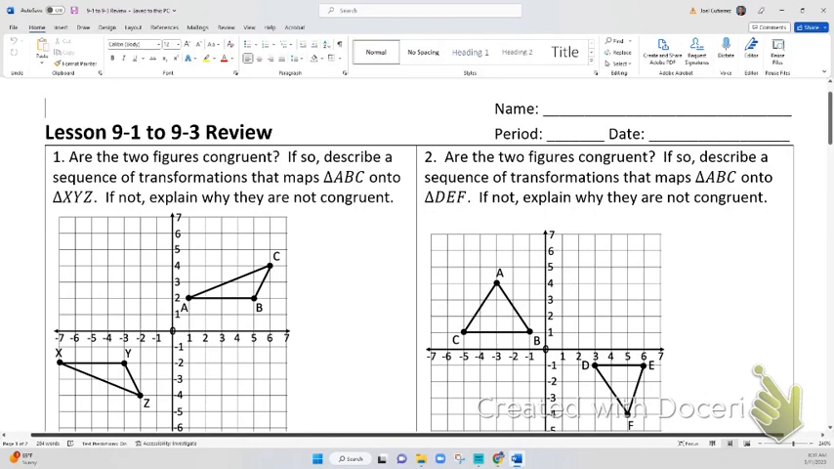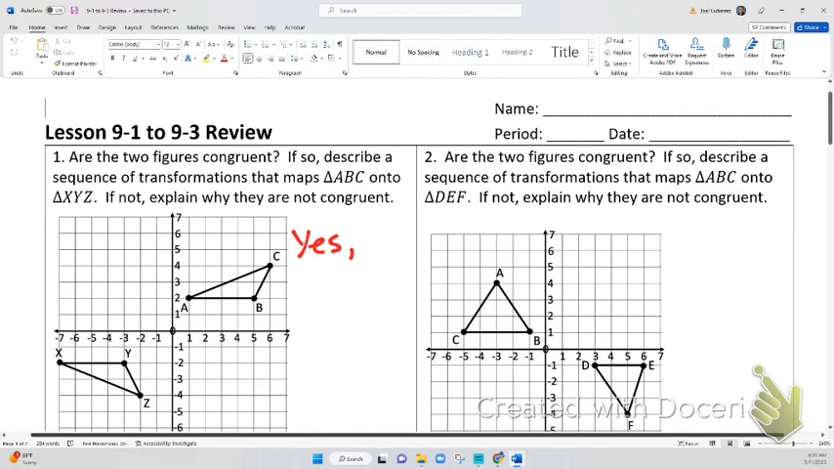It says, are the two figures congruent? If so, describe a sequence of transformations. If not, why are they not congruent? So, first thing you need to do, you take your patty paper, and you have to trace ABC. Now, unfortunately, my iPad will not allow me to trace and show you on patty paper, so trust me when I tell you that when I traced ABC and I tried connecting it to XYZ, they were both the same. They were the same shape, same size. So first, yes, this one is congruent. Okay, so that's step one.